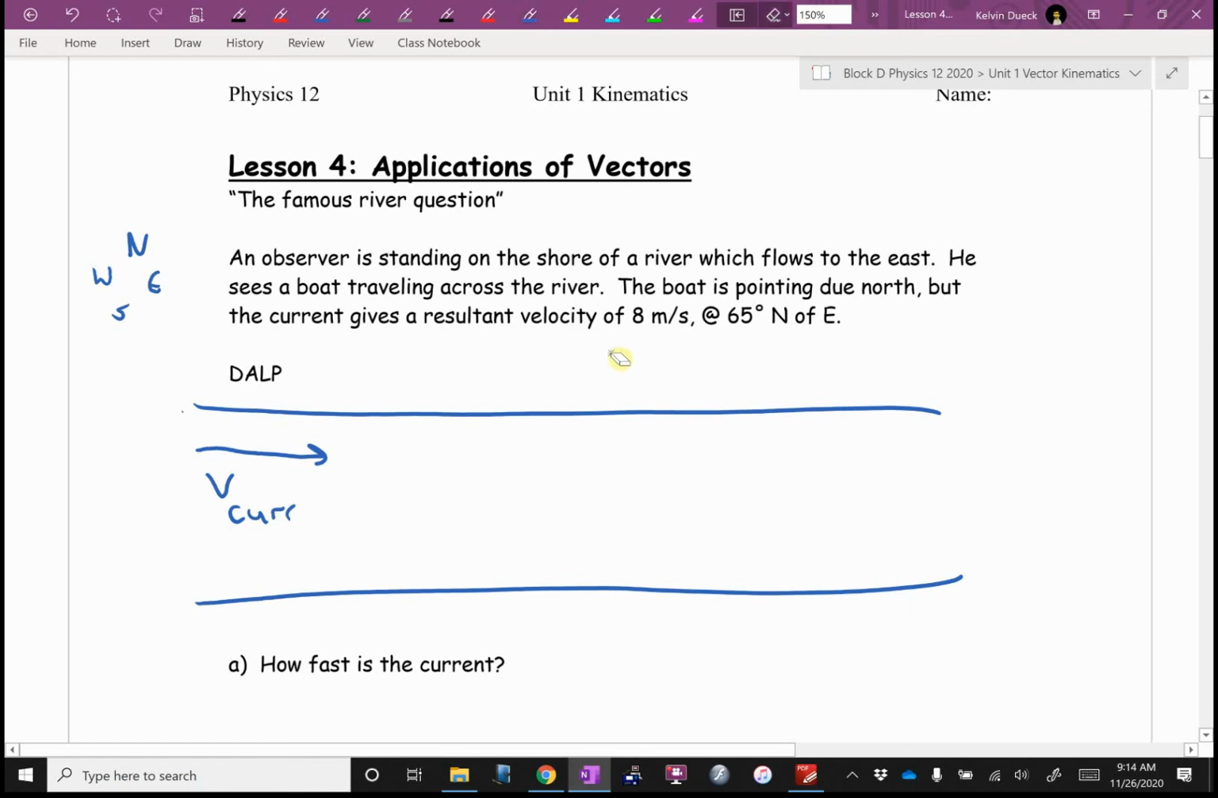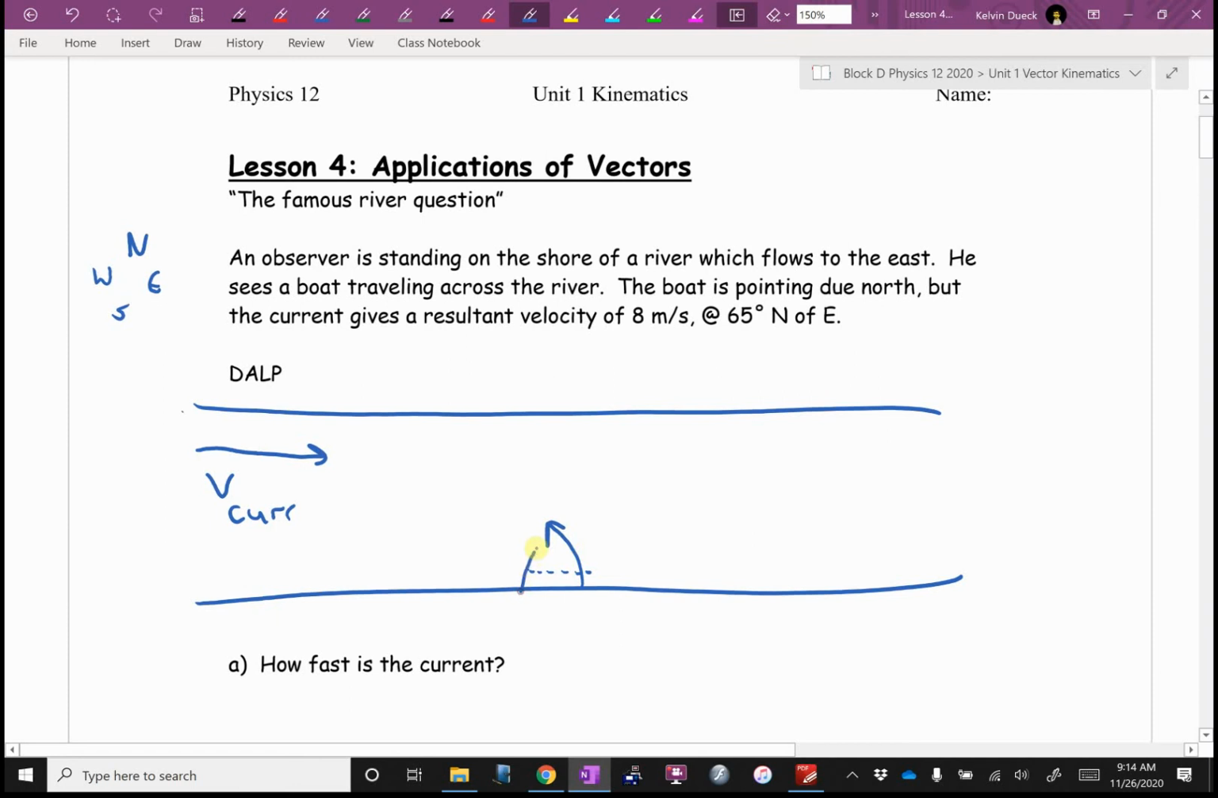So its resultant velocity, Cleo, can you read me after the word of, starting with the 8? Can you read out to me that, please? North of what? North of what? I'm going to go east first. North of east. How many degrees north of east? 65. And you know what? Oh, I put the 65 in the wrong place.